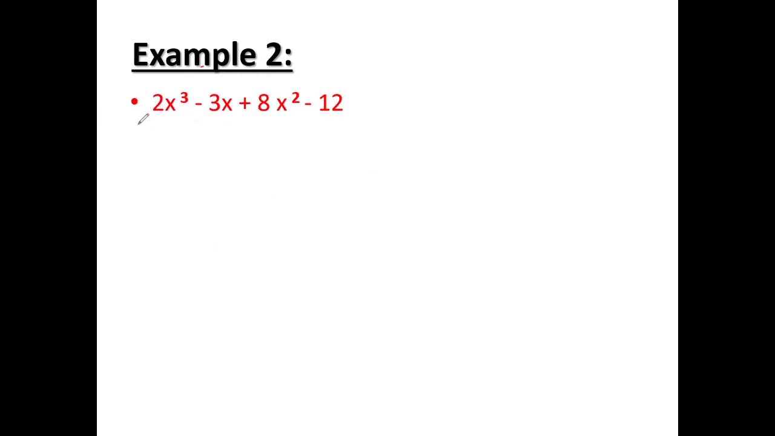Example number 2. This expression, can we factor by grouping? Let's use our ratio technique. Let's divide the coefficients of the first two terms. So we'll get 2 over negative 3, and this is negative 2 over 3.